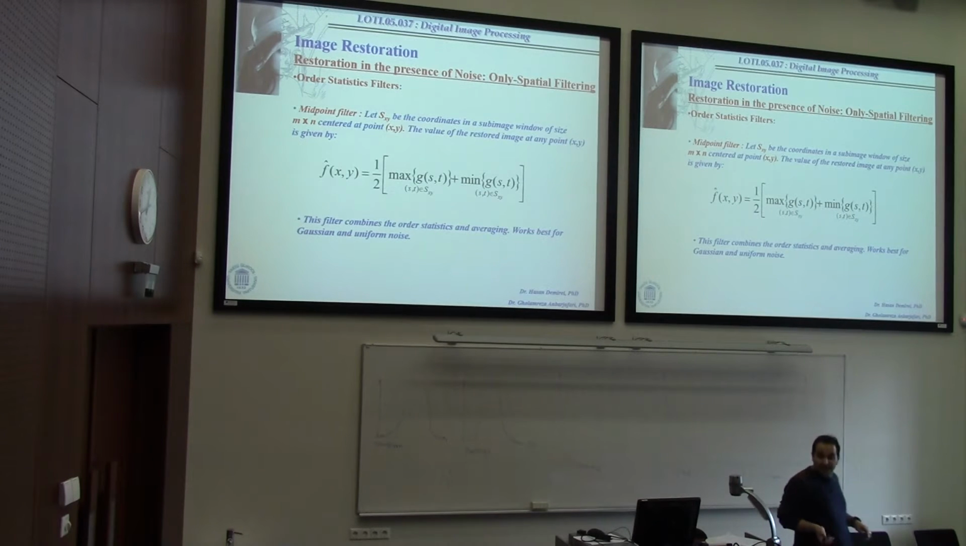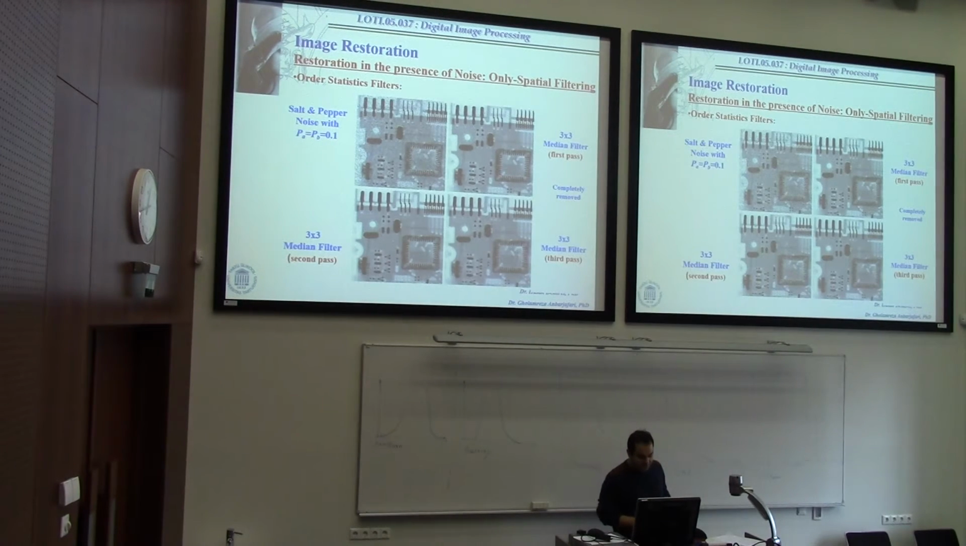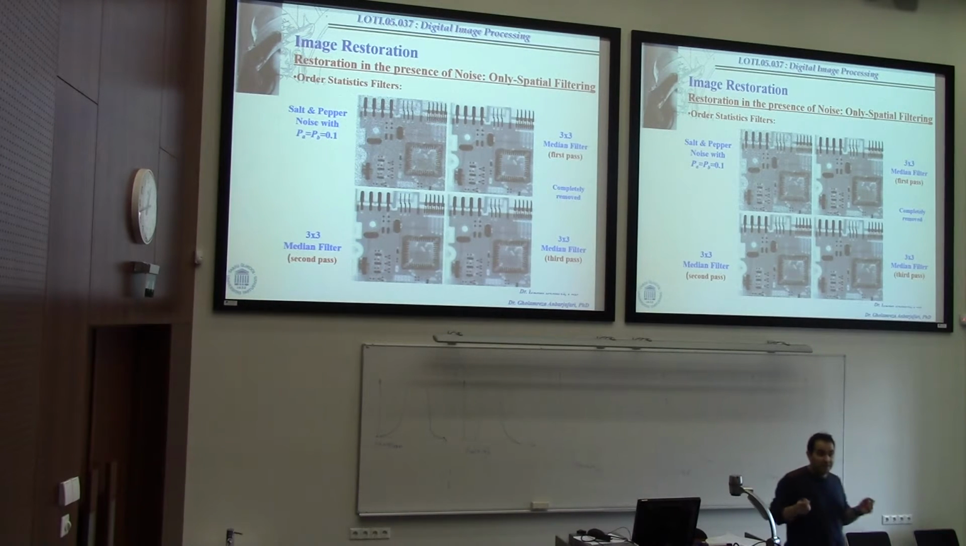The last filter in this category is the midpoint filter. That's the combination of the max filter and min filter, where we find the average of these. And we can use this filter to remove Gaussian noise or uniform noise, and also we can use it for salt and pepper, but in most cases it fails to remove salt and pepper noise from the image.